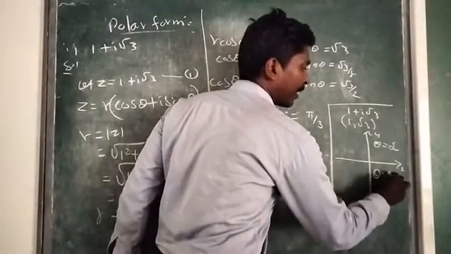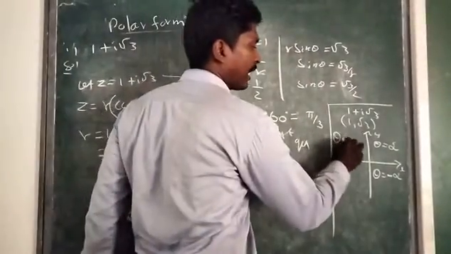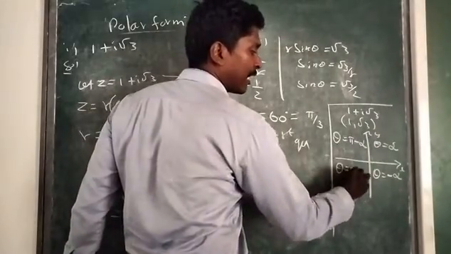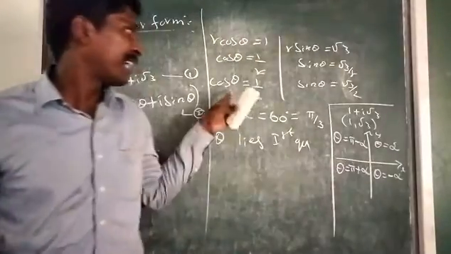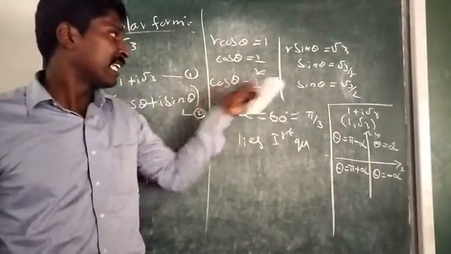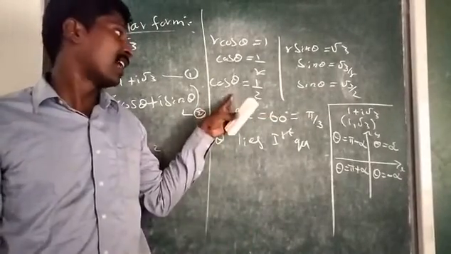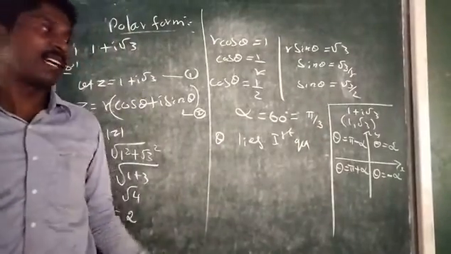Fourth quadrant: theta equal to minus alpha. In the second quadrant, theta equal to pi minus alpha. And in the third quadrant, theta equal to pi plus alpha. How to find alpha? With the help of this condition, whatever you substitute in the theta place should satisfy both conditions. In cos it should be satisfied, and in sin it should also be satisfied. Like that you take the alpha value.